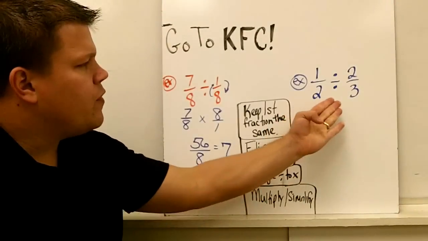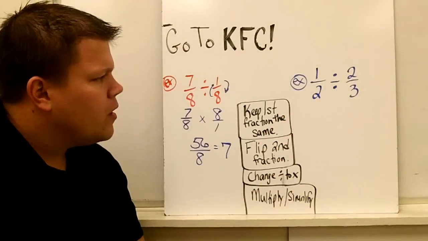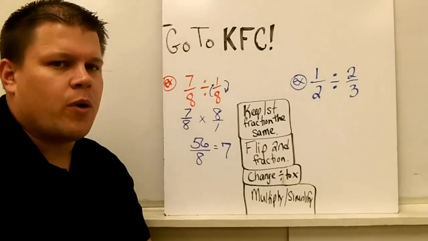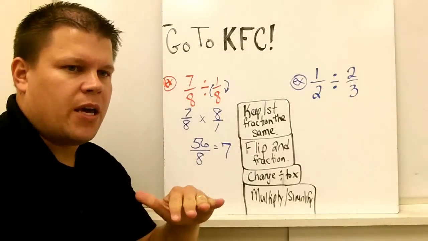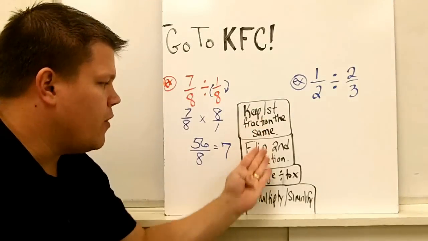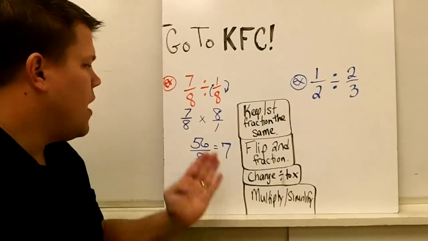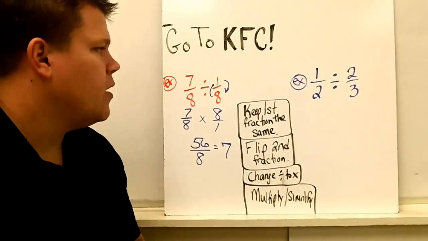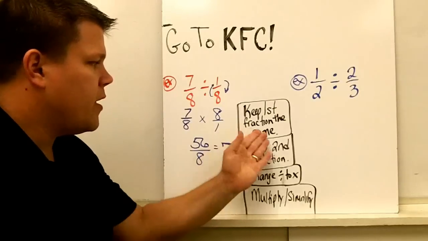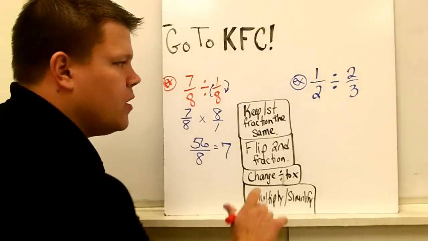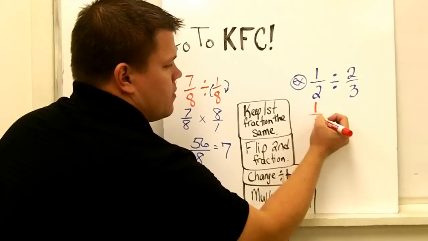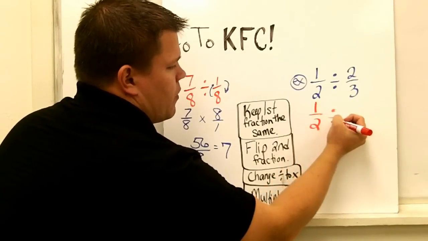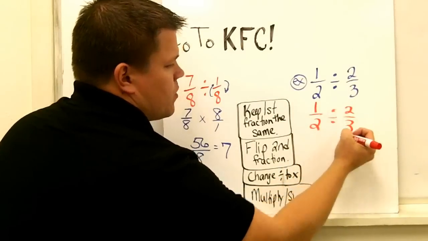What about 1/2 divided by 2/3? It's going to be solved the same exact way, and I'm going to break it down into a longer process. I'm going to follow these steps and work it through, not just show it in a shorthand fashion. So let's take a look at that really quick. 1/2 divided by 2/3, I'm going to keep the first fraction the same. So I'm going to keep 1/2 as it is. I'm going to bring the rest of the problem down so you can see just what's going on here.